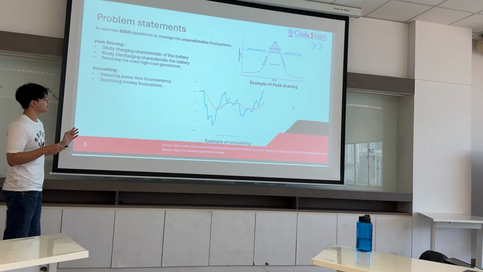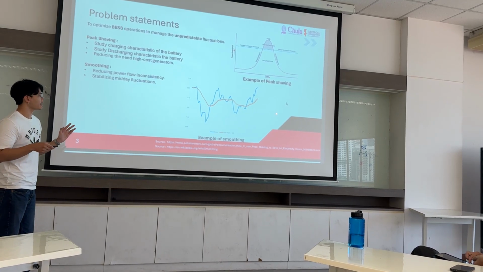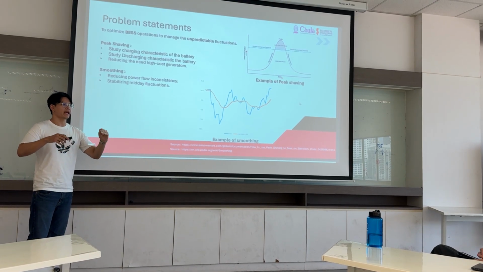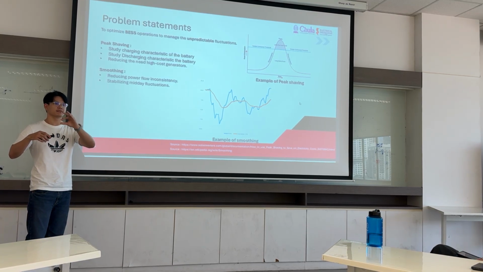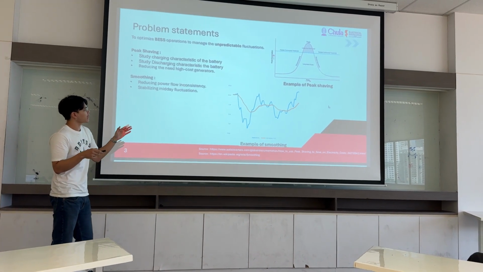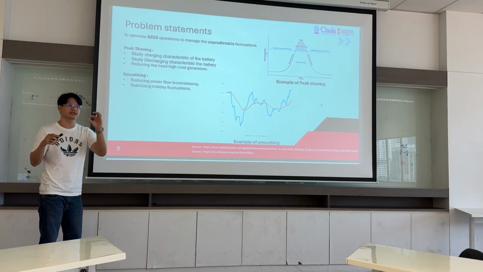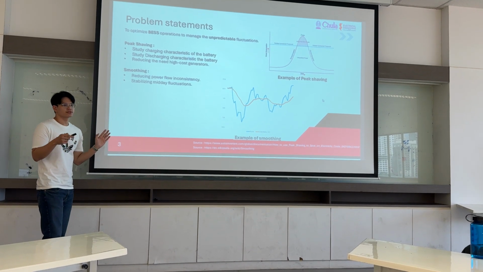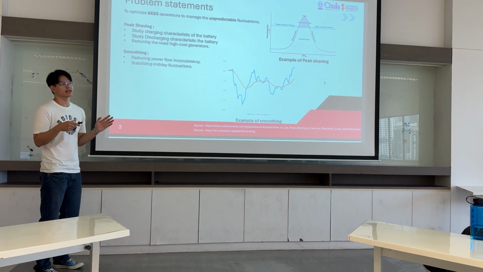Why do we want to smooth the load? This is an example of smoothing. The blue one is the actual load graph, and the yellow one is the smoothed one. Why do we want smoothing? Because every day we have fluctuation. The fluctuation is like an oscillation of the graph that happens all the time, and it makes the load slightly difficult to supply. We want to smooth the graph of the actual load to produce the same amount of power all day. For smoothing, we want to reduce power inconsistency and stabilize midday fluctuation.